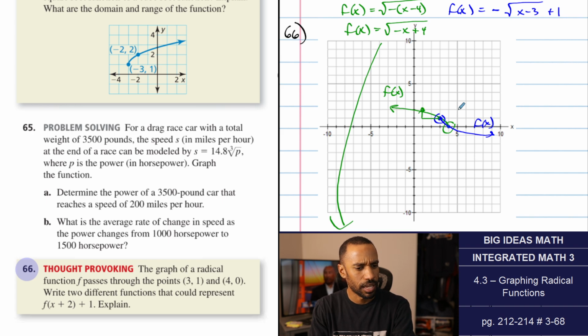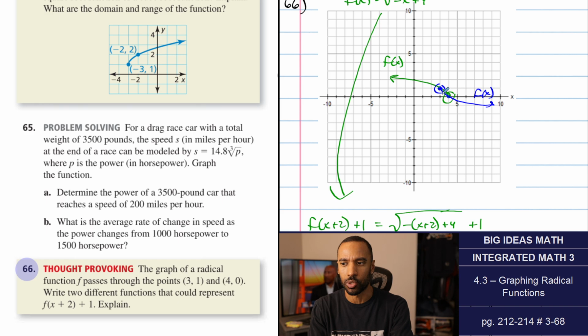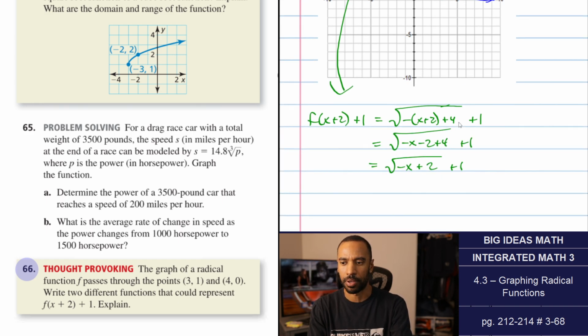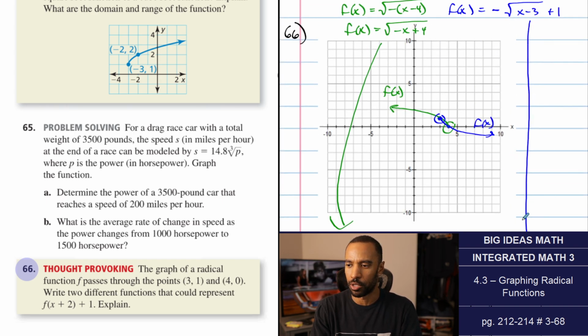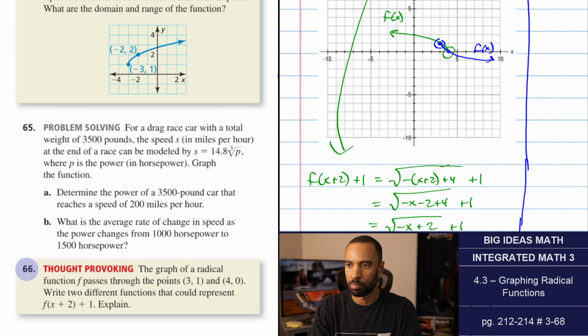Wait, is that right? x plus 2 plus 1. Translates 2 units left and 1 unit up from there. Oh, it's this graph. It translated 2 units left and 1 unit up from there, like that. Anyway, so there's that one. Now the other one in blue, I probably should have written these down below to begin with. Negative x minus 3 plus 1.